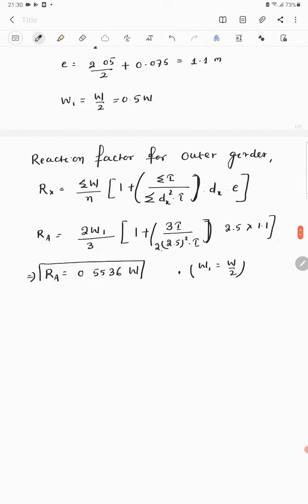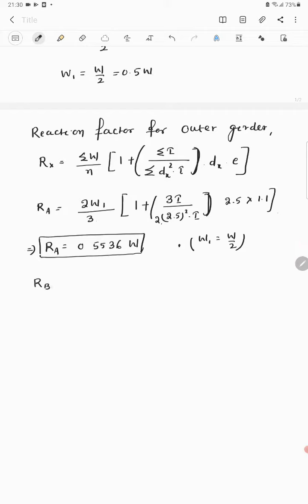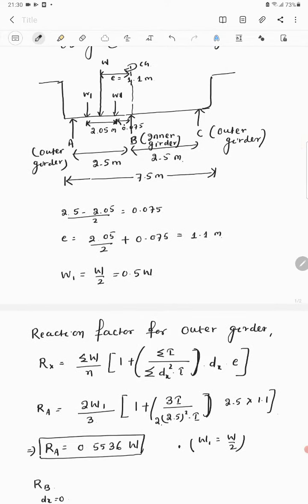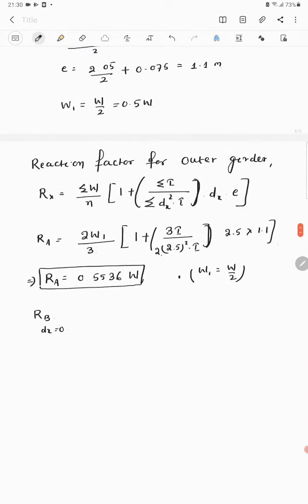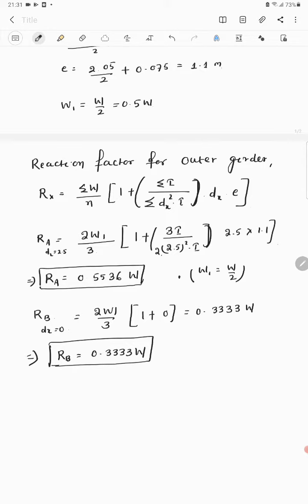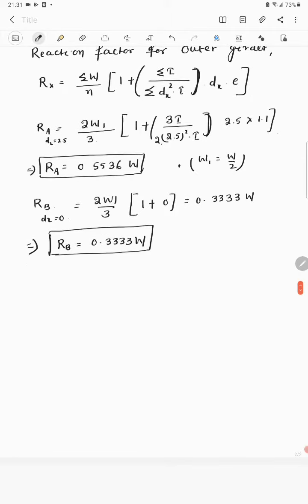So this is for the outer girder. Similarly for the inner girder, RB, what will be this dx value? It will be 0 for the inner girder. For RA, dx is 2.5. So it will be 2 into W1 by 3 into 1 plus dx equals 0, means this term will be 0. So it will be 0.3333 W. Now we have calculated the reaction factors for the inner girder and the outer girder. This is for outer and this is for inner.